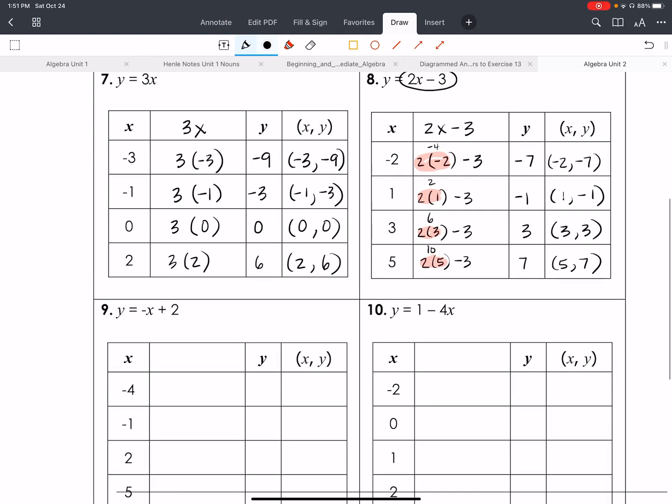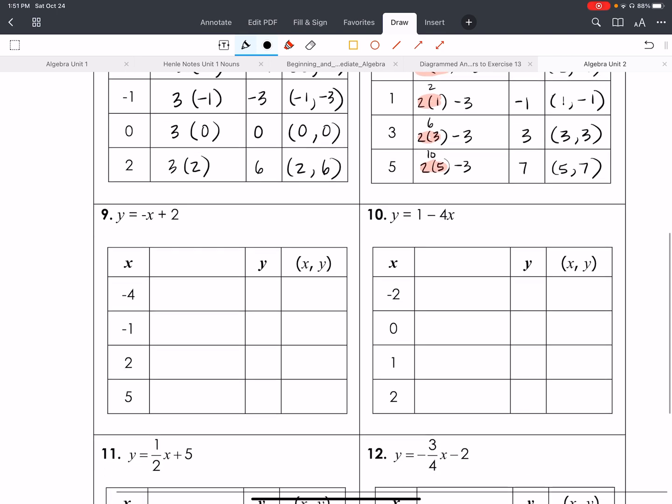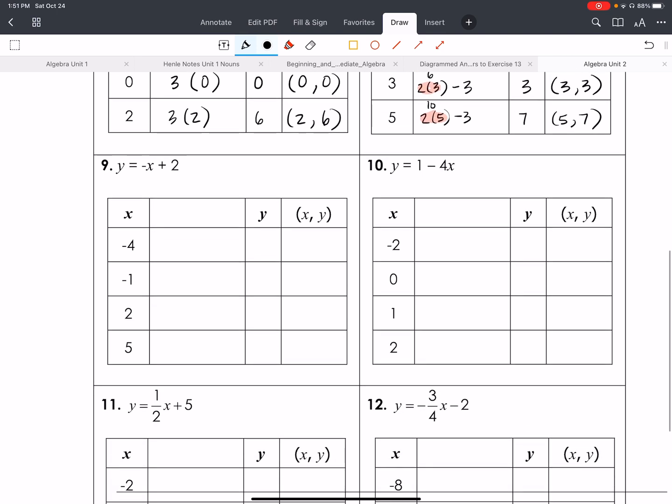Taking a look at when we have some negative signs in there, it becomes very important to keep track of what's going on. And that's where that process column helps. So here's my rule, negative x plus 2. I'm going to take a lot of inputs, put them into this rule, get some outputs, and then list them together as an ordered pair.